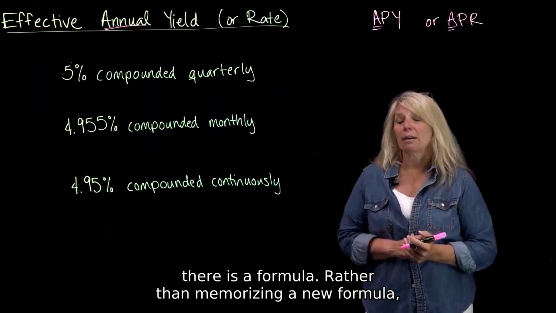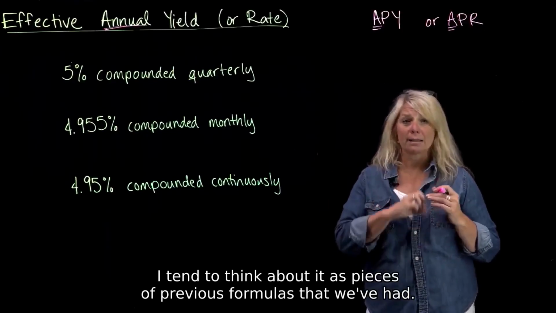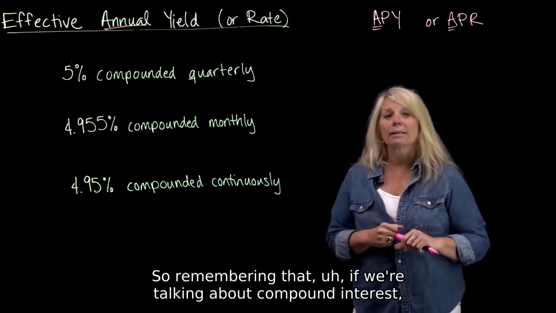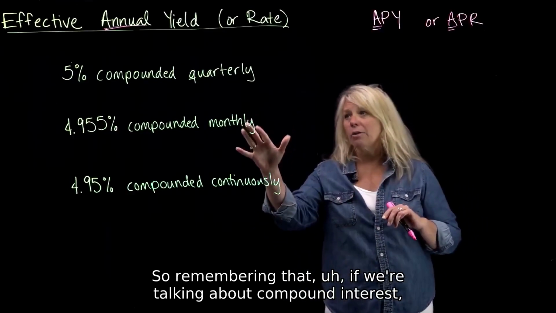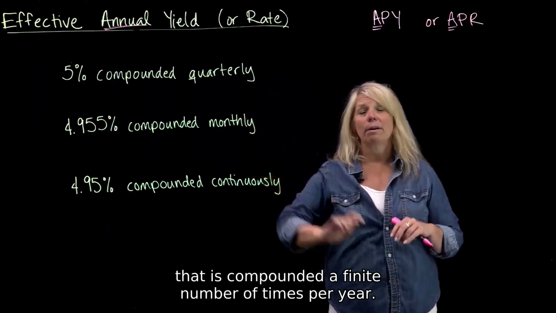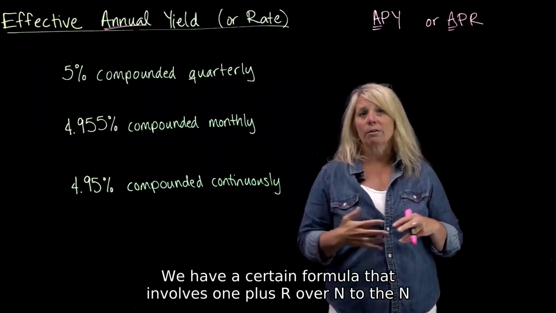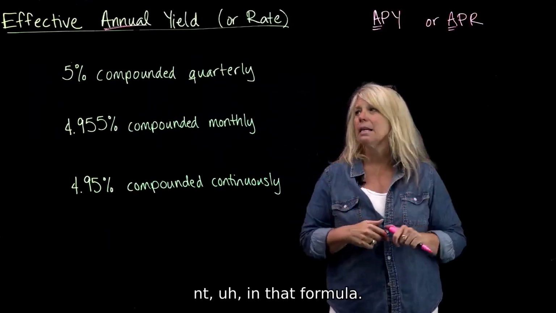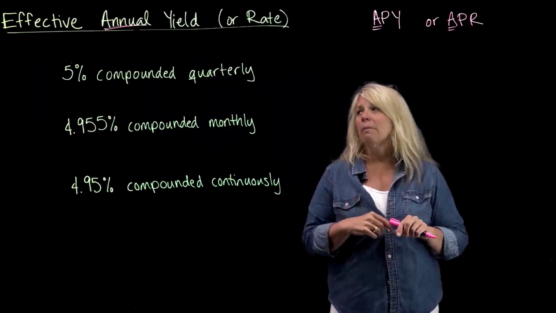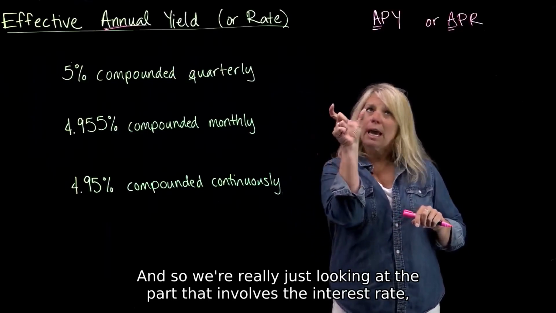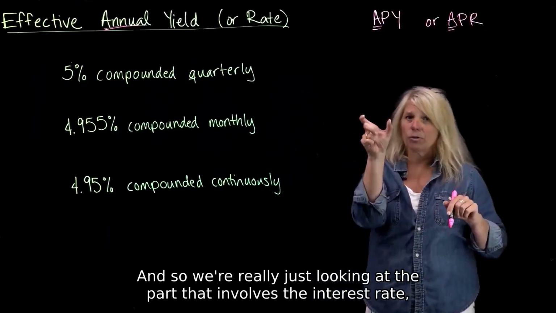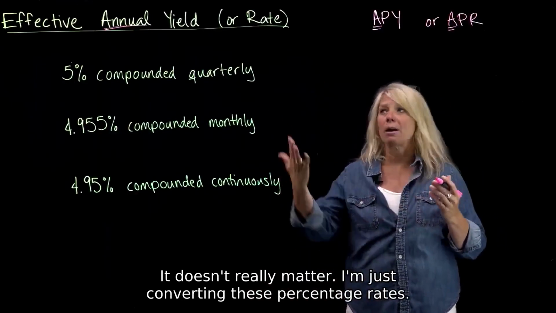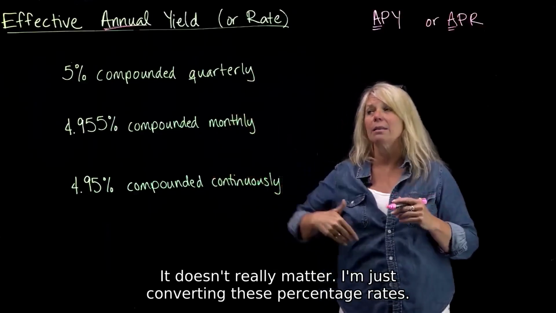Rather than memorizing a new formula, I tend to think about it as pieces of previous formulas that we've had. Remembering that if we're talking about compound interest that is compounded a finite number of times per year, we have a certain formula that involves 1 plus r over n to the nt. We're really just looking at the part that involves the interest rate, not the principal. I don't know how much was started with here. It doesn't really matter.